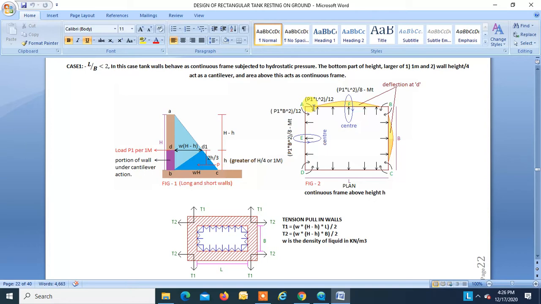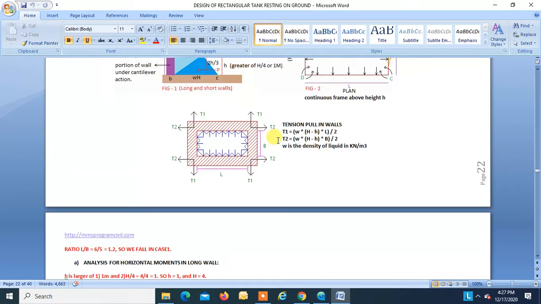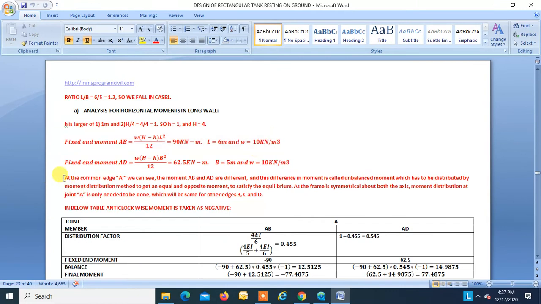So what will we have to do? We'll have to find the unbalanced moment, and then that unbalanced moment has to be distributed through moment distribution. At the common edge A, you can say joint, we can see that the moment AB is 90, moment AD is 62.5, which are different. This difference in moment is called the unbalanced moment, which has to be distributed by the moment distribution method to get equal and opposite moment.